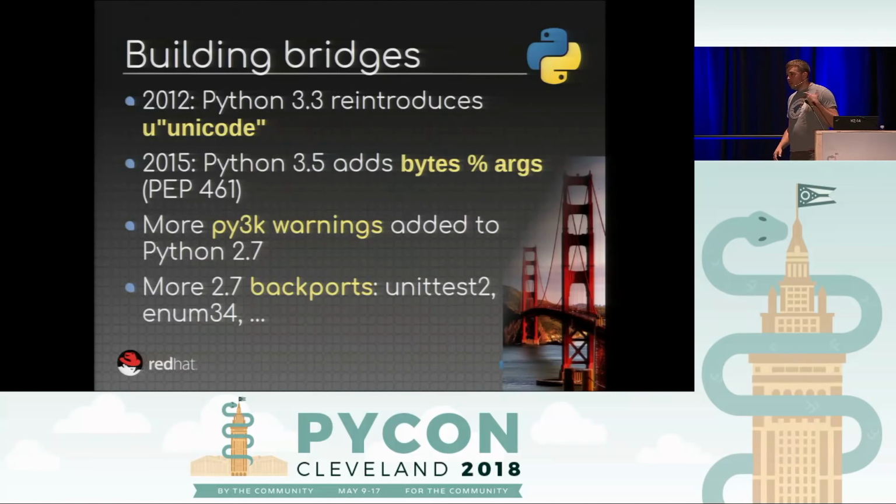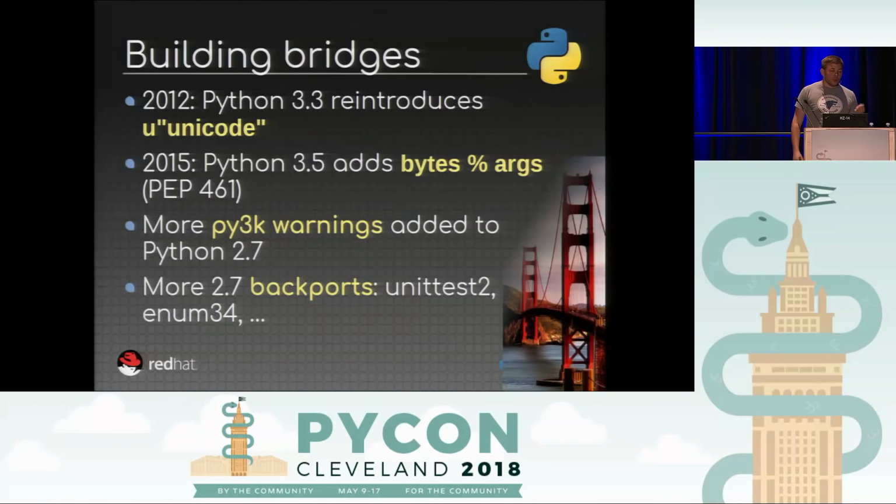In addition to all the previous parts, we are also building bridges between Python 2 and Python 3 to make the transition simpler. For example, Python 3.3 reintroduced the u prefix for Unicode strings, which avoids annotating each string using the six.u function, which was a no-go for many maintainers. Python 3.5 adds the bytes formatter, which is very important for projects like Twisted or Mercurial.